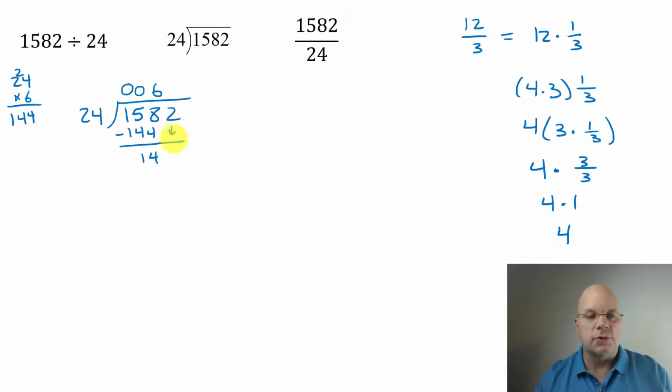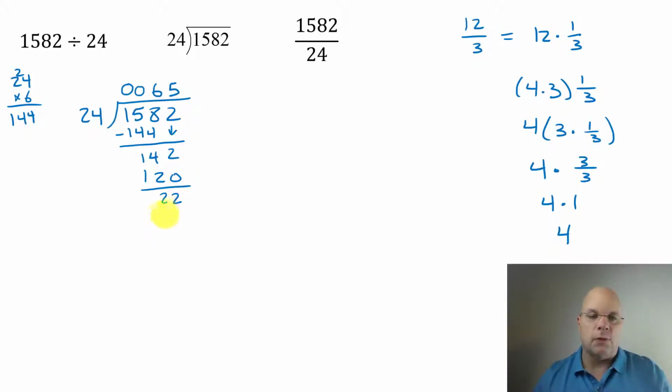And then we can bring down this 2, and we can ask how many 24s are in 142. We know 6 was 2 too many, because that's 144, so we use 5 here. 5 20s is 100, and 5 4s is 20, so this is 120. And our difference here is pretty easy to see, it's 22.